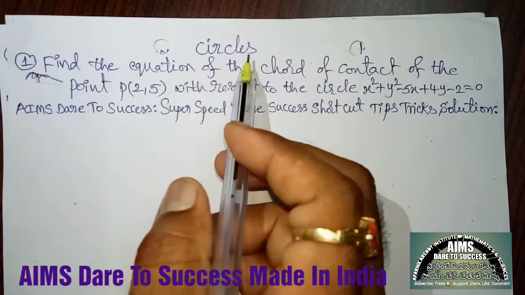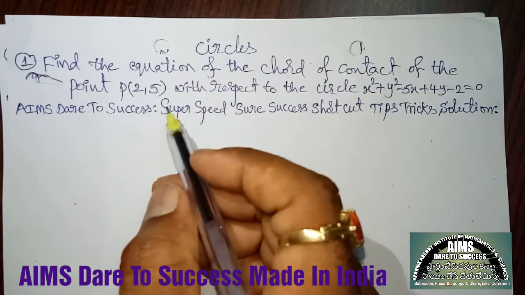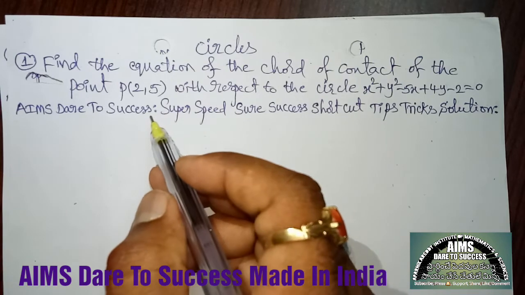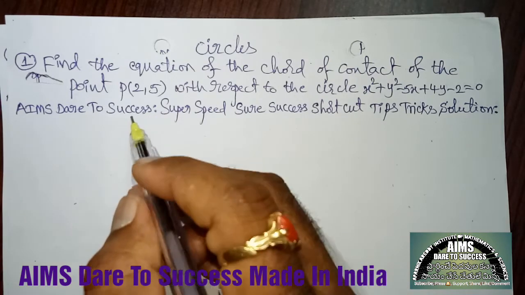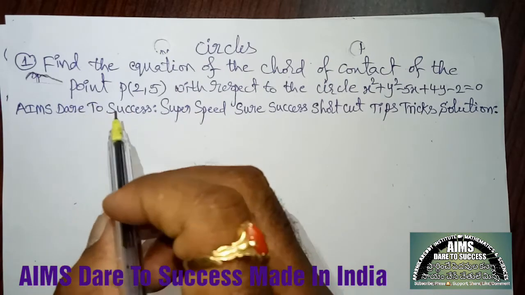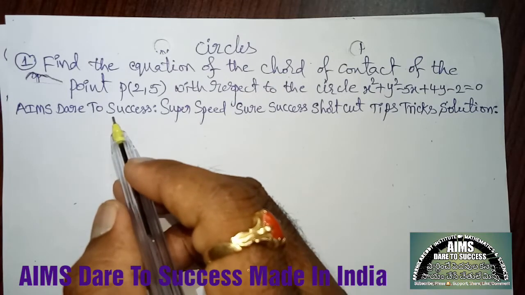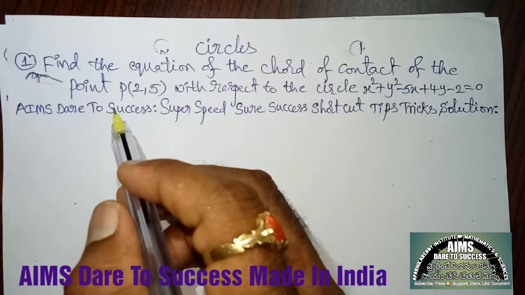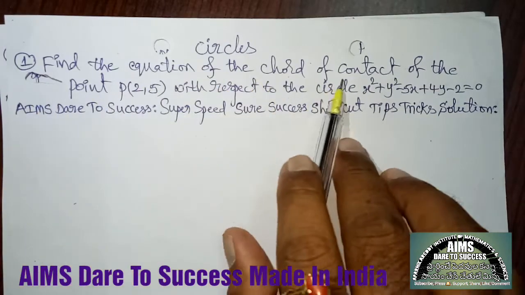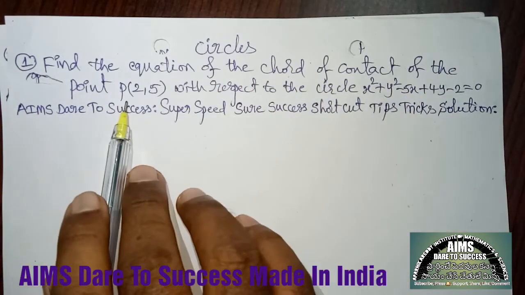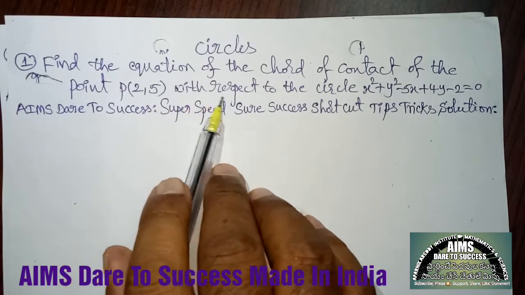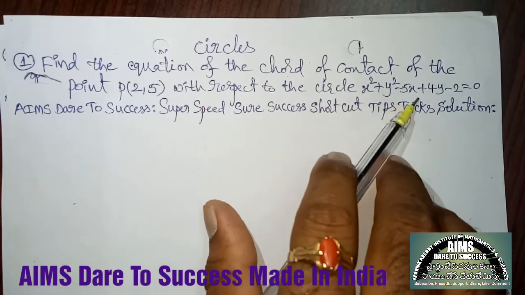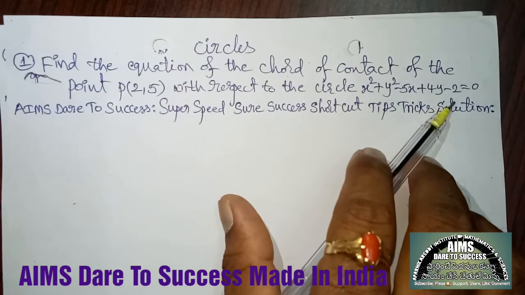Today I wanted to discuss with you the circles chapter. This type of question will also be helpful in all competitive exams and board exams like CBSE, ICSE, Andhra Pradesh and Telangana board exams also. I wanted to tell you the question directly. Find the equation of the chord of contact of the point P(2, 5) with respect to the circle x square plus y square minus 5x plus 4y minus 2 is equal to 0.